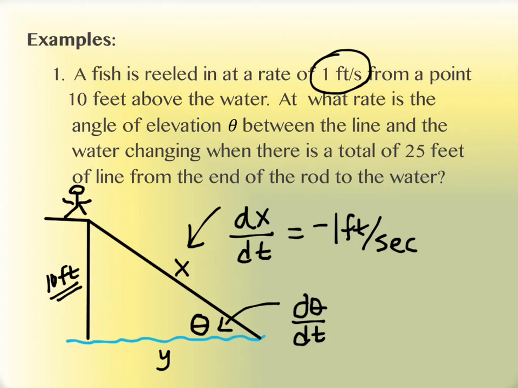When there is a total of 25 feet of line from the end of the rod to the water, what is that telling me? X, right? That's a specific quantity for X. Now, is X always 25? No. X is not always 25. We're going to plug in 25 for X when we get to the very end of the problem, but X is not always 25. It's 25 at one moment in time, right? And then it's going to be changing at a rate of 1 foot per second, according to the information given before. There's a lot of information given so far, and I have absolutely no equations written down.